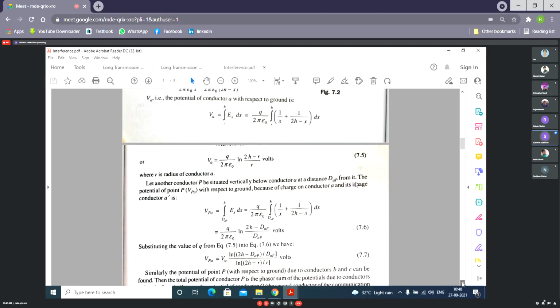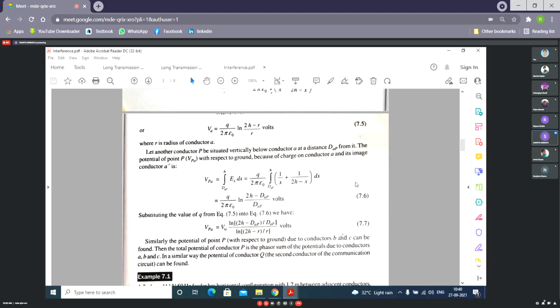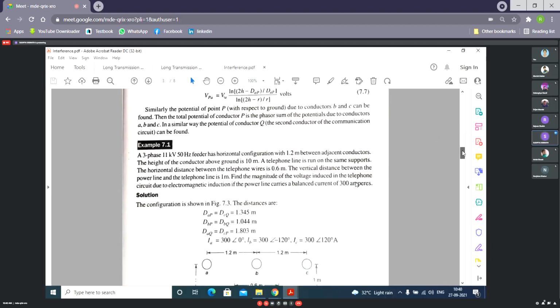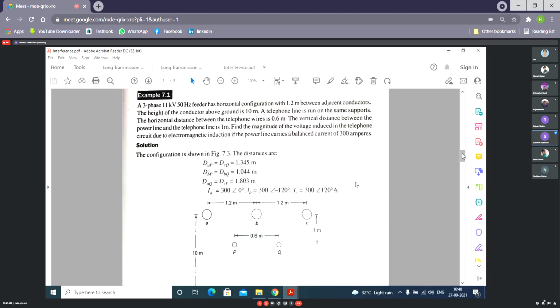Similarly, the potential in conductor P due to the conductors B and C can be found out. You have to put here VB, you have to put here VC, and then you have to write here DBP, DCP like that. Okay, so you can easily find out what is VPA, what is VPB, what is VPC. Okay, it will be clear if we consider some examples. Let us consider these examples and it will be clear.